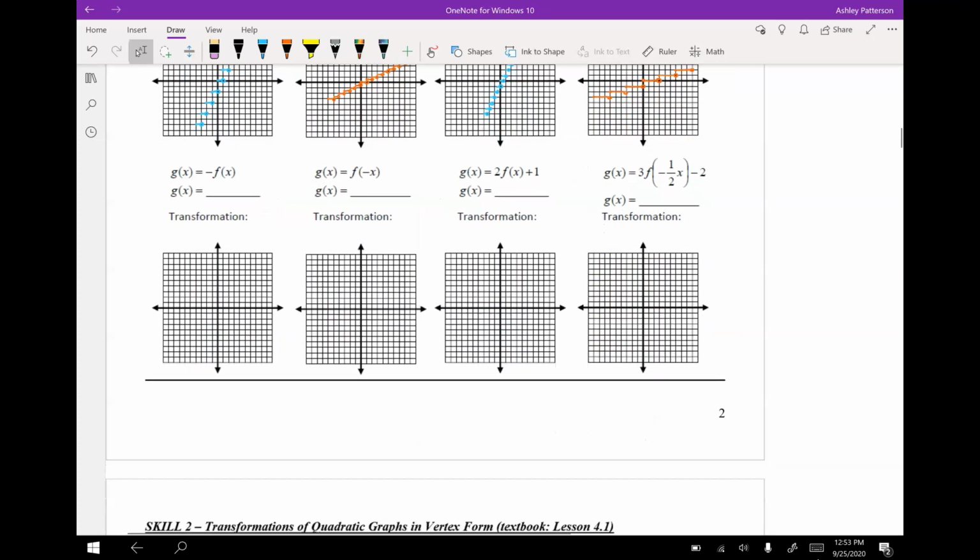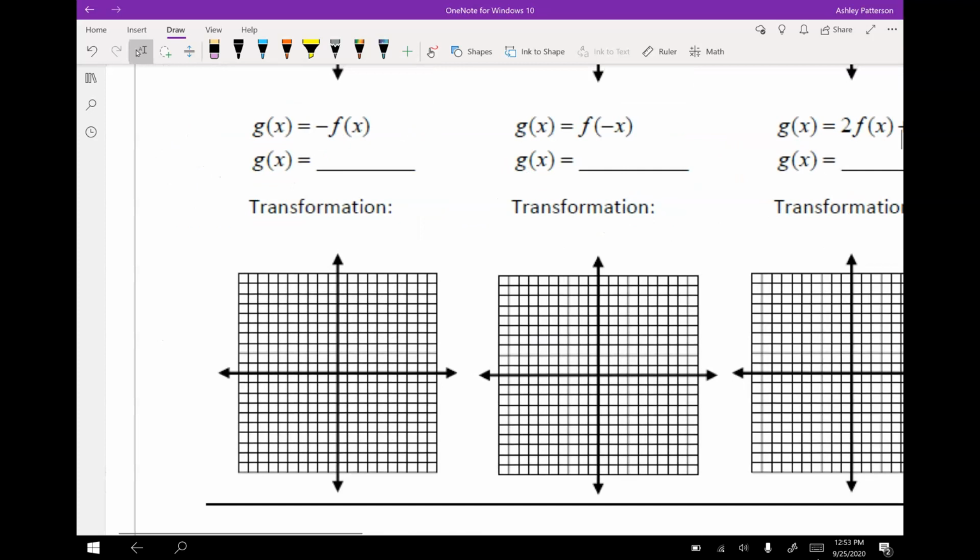And now we get to look at reflections. Okay, the first one, we're on the very last row, that third row. There's a negative on the outside of the brackets, which means that this is negative a, which means that we have a vertical reflection.